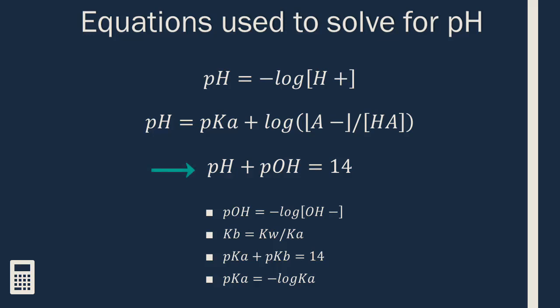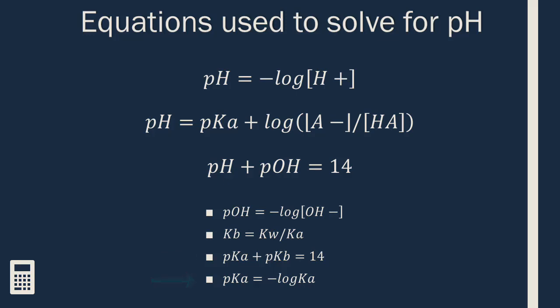Now sometimes we don't always have the variables that we need for these three equations, so the next equations we're going to talk about are ones that we can use to solve for the variables. So we have pOH equals the negative log of OH minus, Kb equals Kw over Ka, pKa plus pKb equals 14, and pKa equals the negative log of Ka.